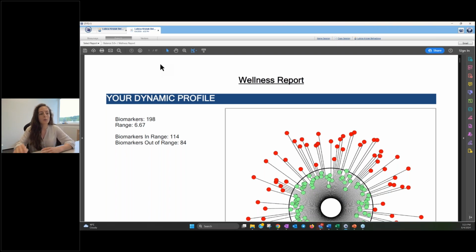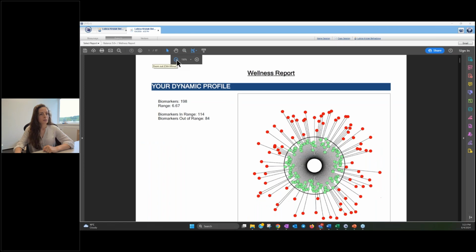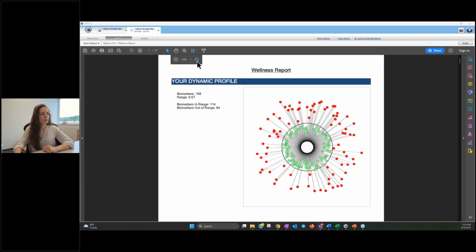But for the beginning, I would recommend sticking with the wellness report, which is the default one that you can see right after a scan. And this is also the one that we're going to discuss today. So I'm just going to zoom out a little bit.